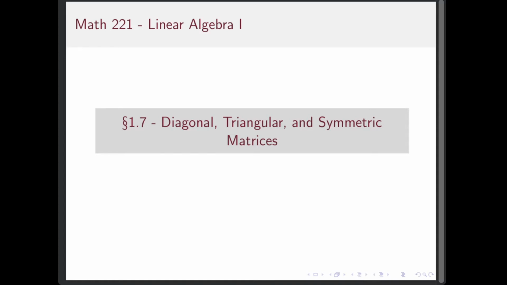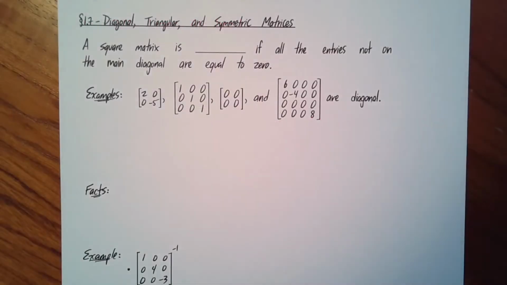Okay, so now we're going to take a look at a few classes of matrices that are particularly nice to work with. And that is the diagonal matrices, triangular matrices, and symmetric matrices. And I'll tell you what all those mean momentarily. So we'll start with diagonal matrices.